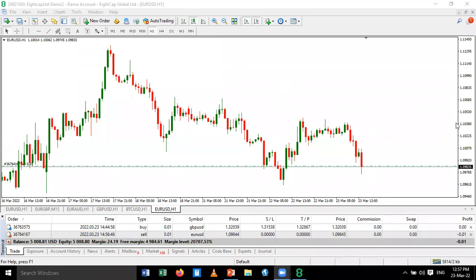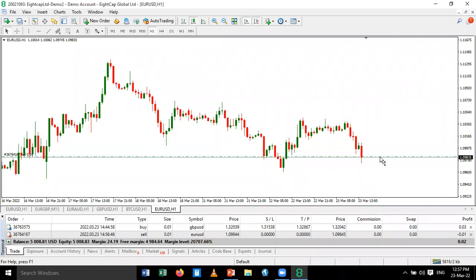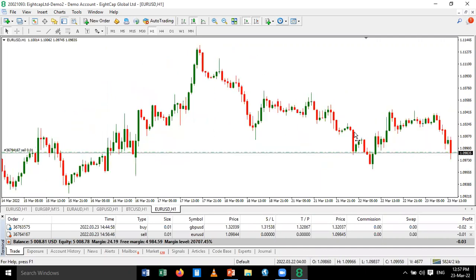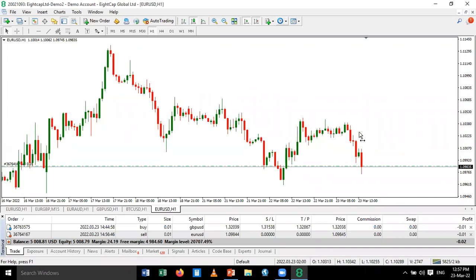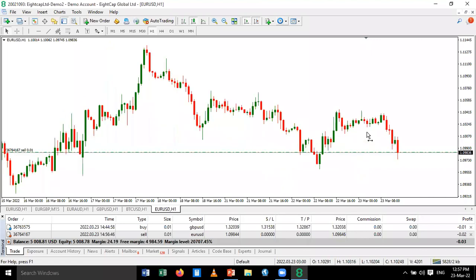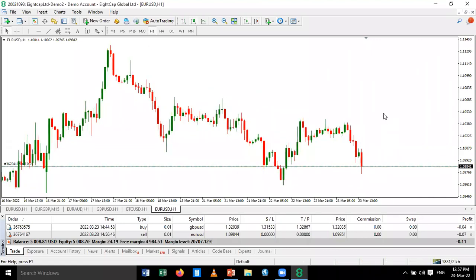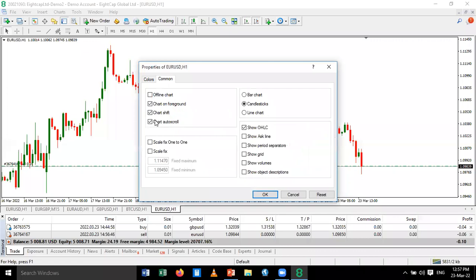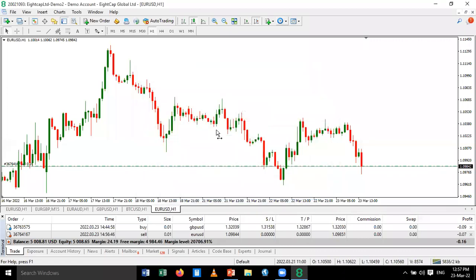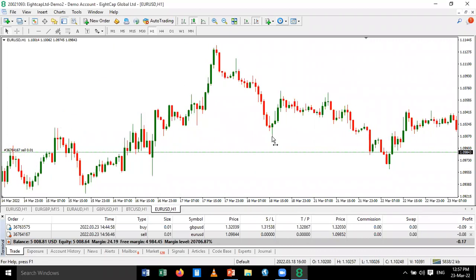Now, if you look on the chart again, you're going to see that I have a green dotted line. The green dotted line here signifies that I just placed a trade, an order for a sell. If you look at the left-hand side of the green dotted line, you're going to see sell written on it, all right, meaning I sold with 0.01.